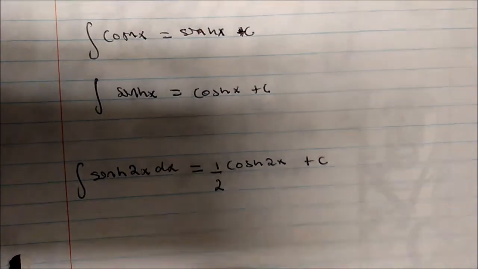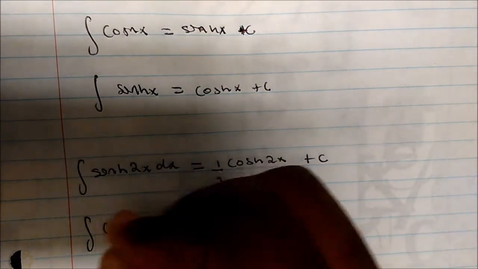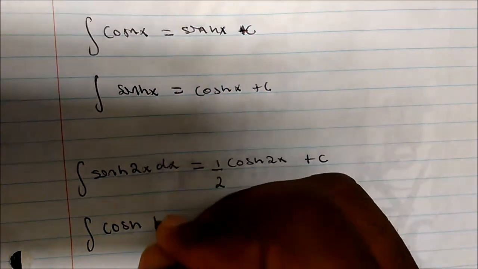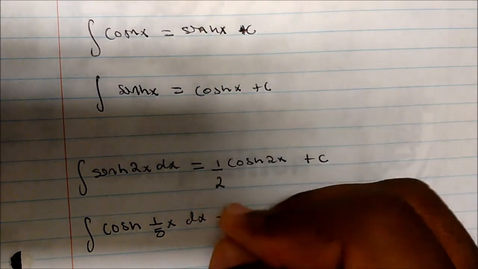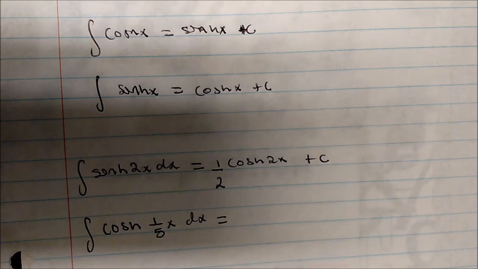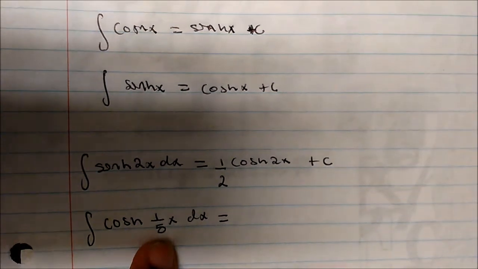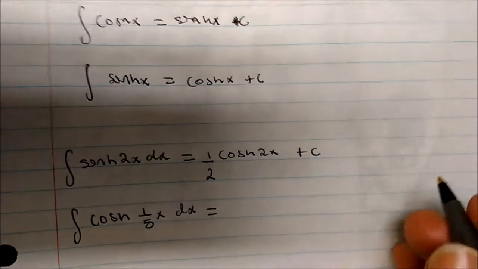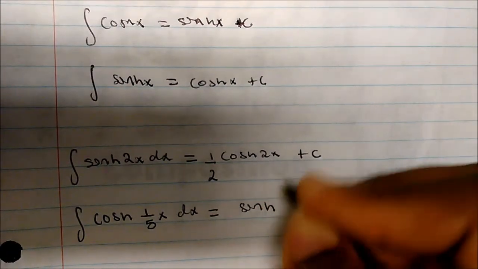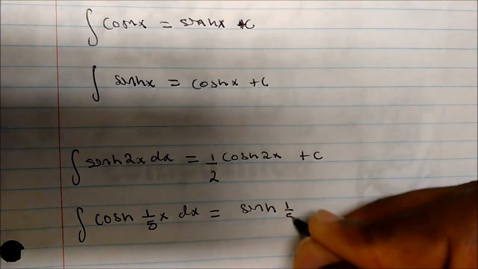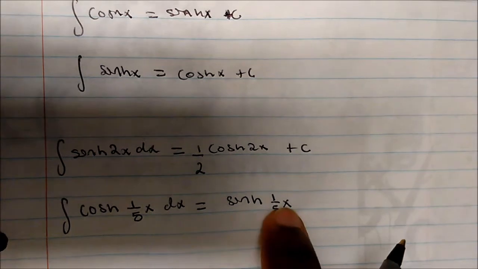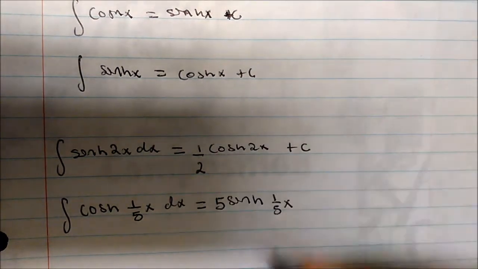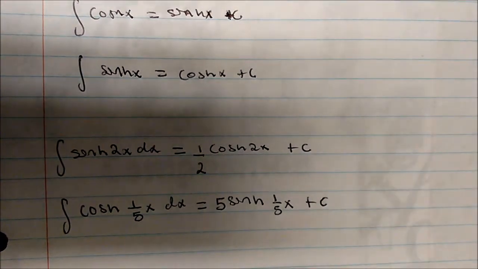Let's look at another one. What if I wanted to take the integral of cosine hyperbolic of 1/5 x dx? Well, we know the integral of cosine hyperbolic of 1/5 x happens to be sine hyperbolic of 1/5 x. But remember, we have 1/5 here, so we have to multiply by 5. We attach on our plus c.